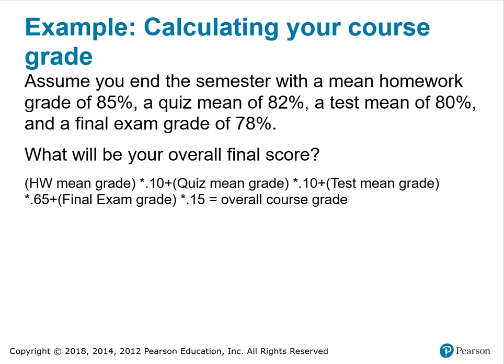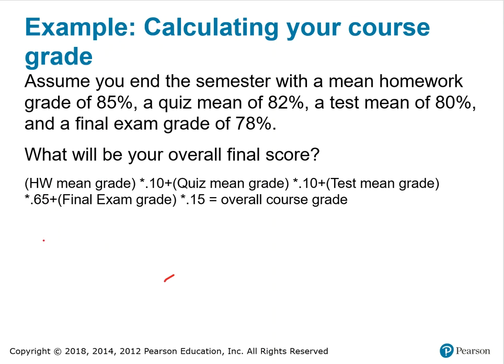So first let's take the question, what will be your overall final score? Well, in your syllabus there is this formula, and I do have the word average instead of grade, which should be changed to grade. Assume you end the semester with a mean homework grade of 85%. So there's my mean homework grade. I'm just going to plug this into our formula.